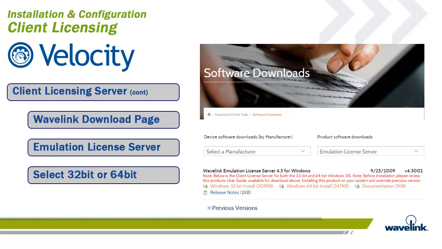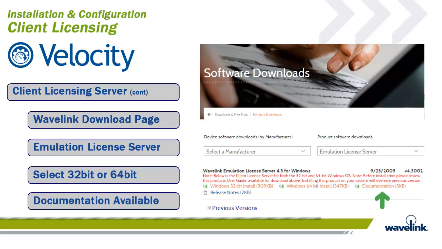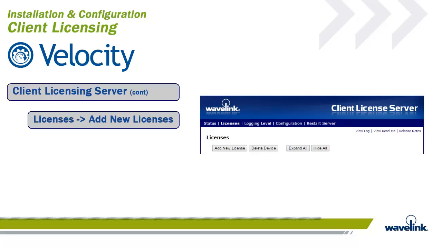This module will not go into depth about the license server. Wavelink has an e-learning module dedicated to the installation and configuration of the license server. There is also an in-depth document on the subject available on the Downloads page. Execute the Client License Server and go to the Licenses tab. From that screen, click on the option Add New License.